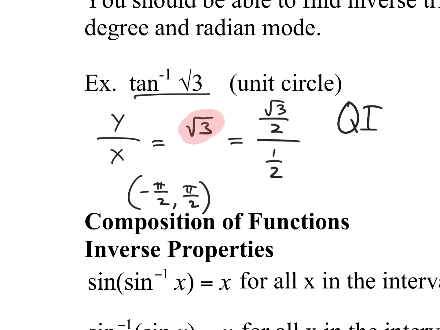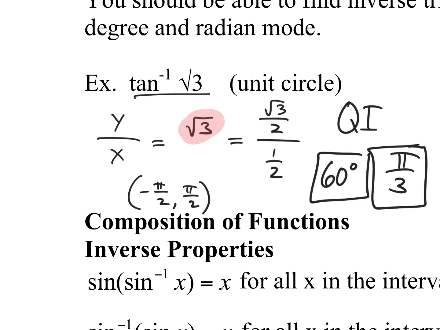And then I need to figure out, well, when do I have a y value of root 3 over 2 and an x value of 1/2? That happens when my angle measure is 60 degrees, or if I was in radians, that occurs at pi over 3. There is a place on the unit circle in the third quadrant where tangent would equal root 3. However, because we're using the inverse trig function, we must get an answer in the first quadrant. That's the only time the tangent is positive over our allowed interval.